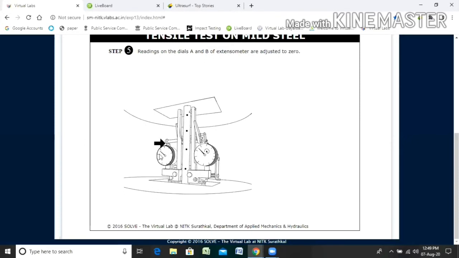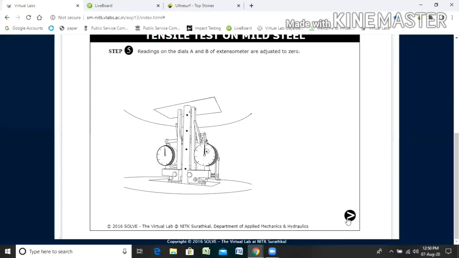Now here we have two extensometer readings, which measure the extension under the tension load. The readings of dial A and B are adjusted to 0. First we have to adjust the readings of both extensometers to 0. So first we adjust this one. Just a second. Yes, it is 0. And here also we have to adjust it to 0. Yes, it is also 0. That is the 12 o'clock position, the 0 position.